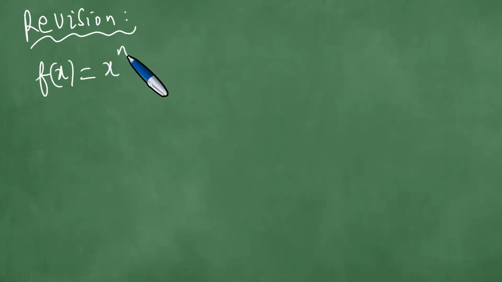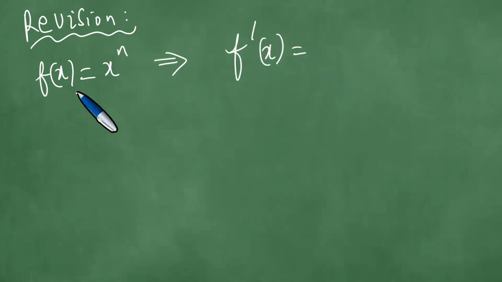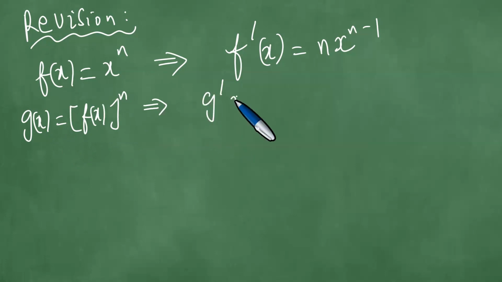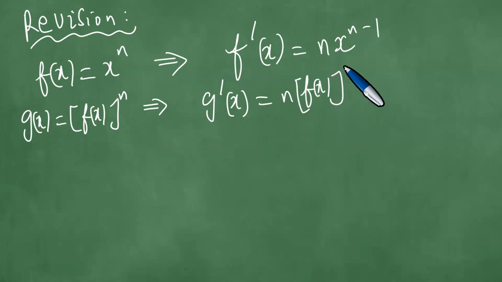So f of x equals x to the power n implies that f prime of x is nx to the n minus 1. Right, so there's another function we can call g, such that if you have g of x equals f of x to the nth power, then what is g prime of x? It is n times f of x to the n minus 1, times f prime of x.